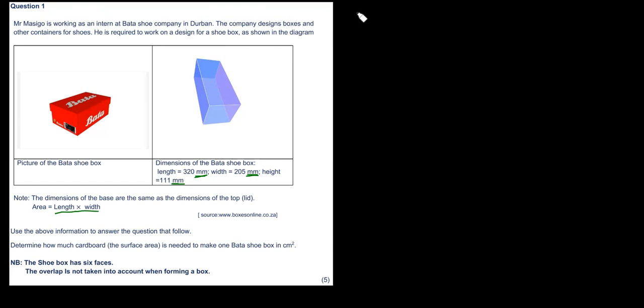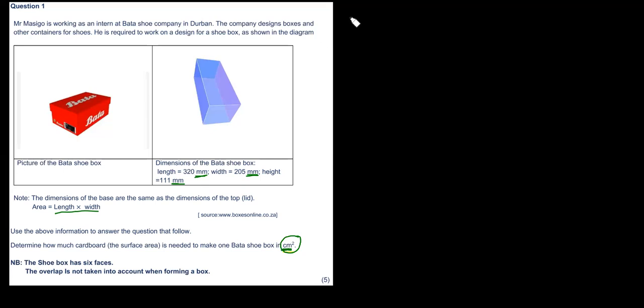But let's see here. Let's have the length. So we've got our box here. We also want your answer to be in centimeters squared. Now, if it's centimeters squared, it means that we need to convert these dimensions first. So we're going to start with our length here.